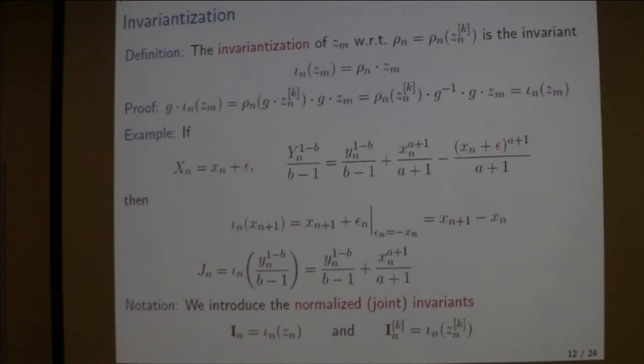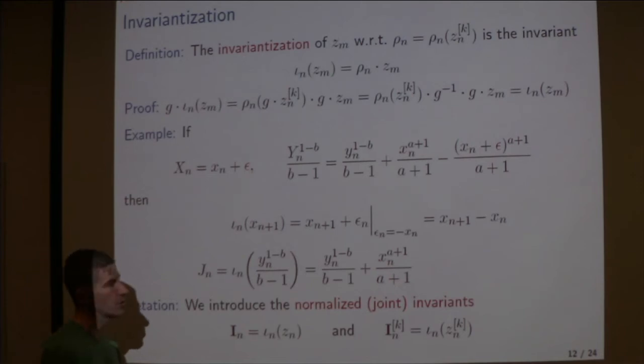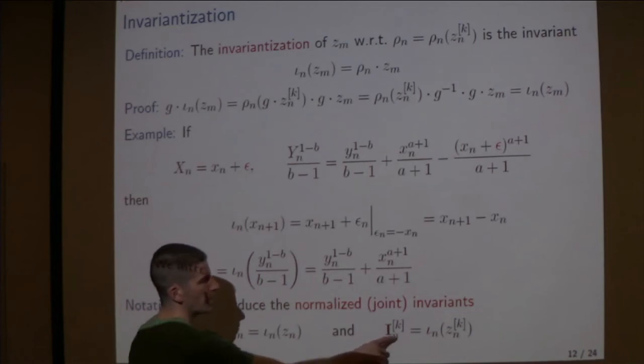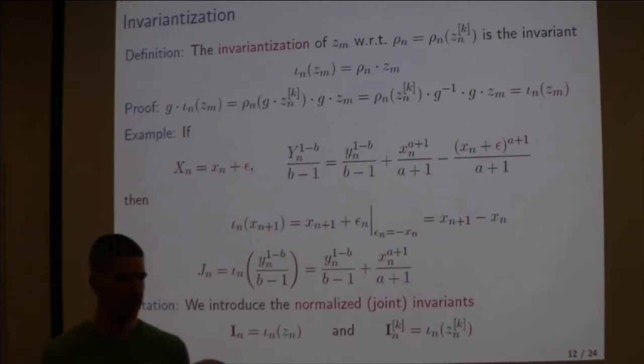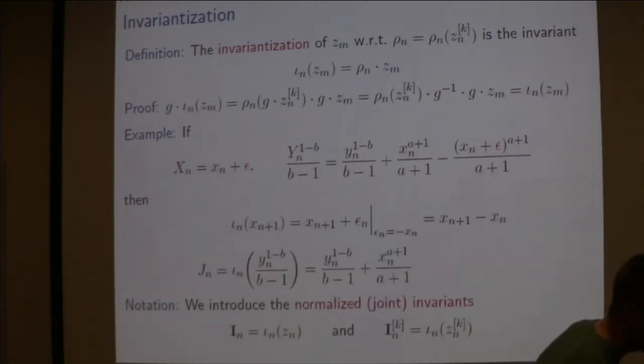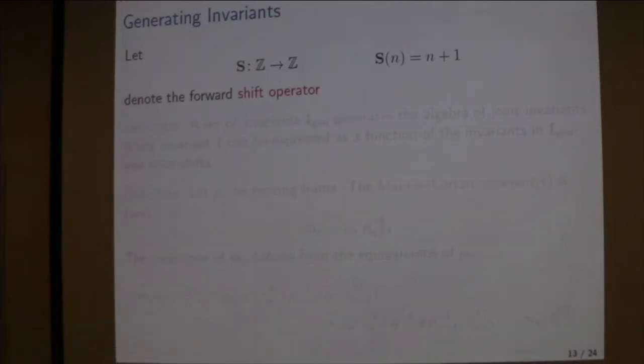For the next couple of slides, the invariantization of the point Zn by iota of n, or the invariantization of Zn, I'll denote by capital In. We can also invariantize the discrete jet of order k, and I'll denote that by capital IKN. Just some notation. Usually these invariants are called normalized invariants. That's just terminology. The key is that the expressions that you obtain are all invariants.